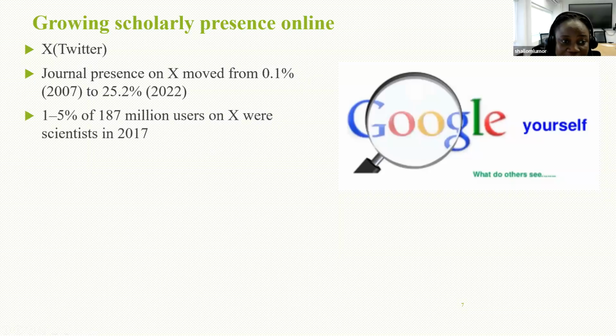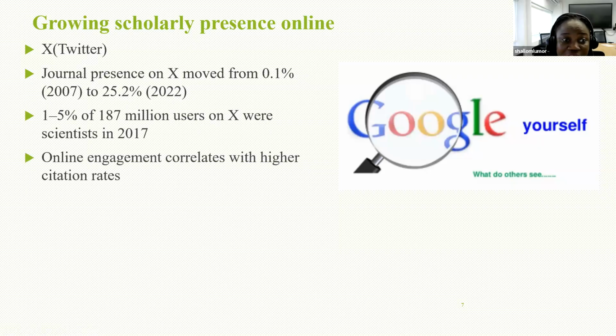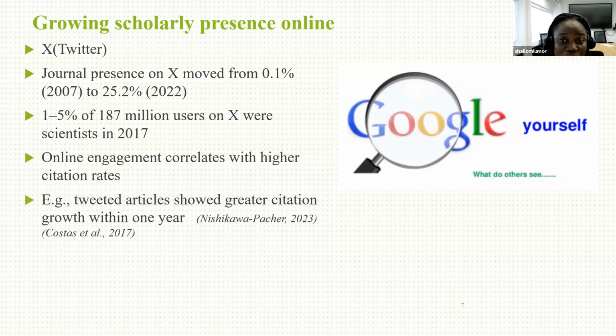And again on X, you realize that between 1 to 5% of 187 million users on X were scientists in 2017. So scientists are also trying to put themselves out there on social media. There's research that proves that online engagement actually correlates with higher citation rates. So imagine a journal just retweeting your article on X. There is research connecting your articles being shared on X and increased citation rates.